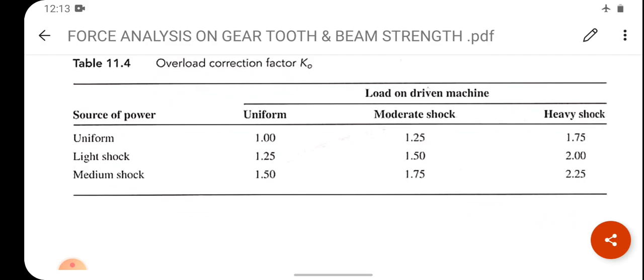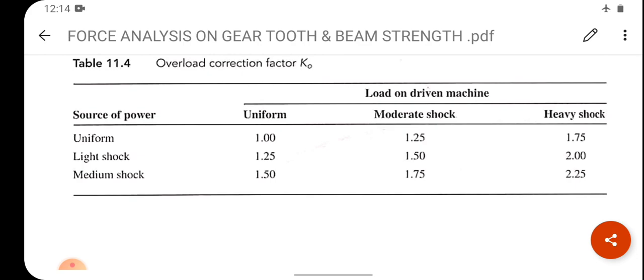I have made a 4 column and 3 rows table. See this load on driven machine. Load on driven machine, it will be uniform, moderate shock or with heavy shock. Source of power is uniform or source of power is light shock, source of power is medium shock. So in this case you can find K naught or KO, that is overload correction factor, with the help of these definitions. That is, when the power source is uniform and load on driven machine is uniform, the value of KO is 1 and so on.